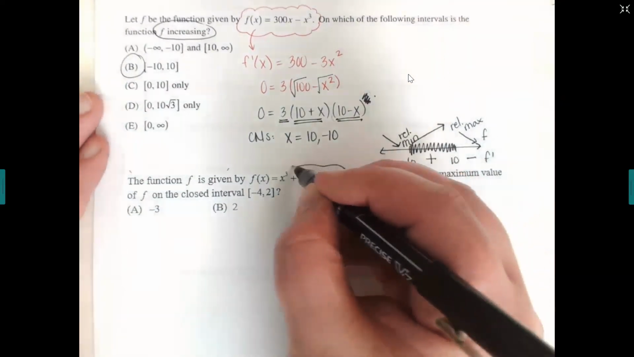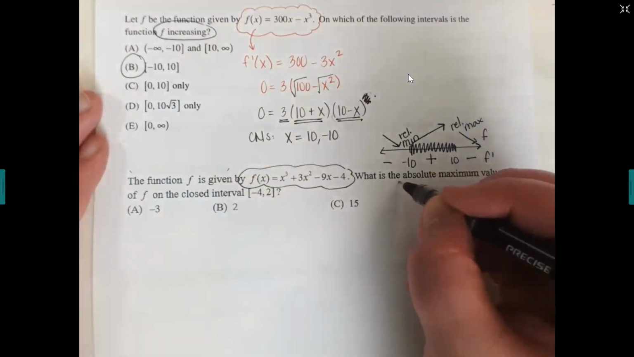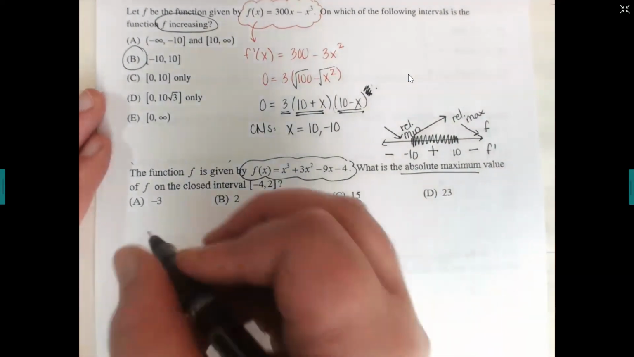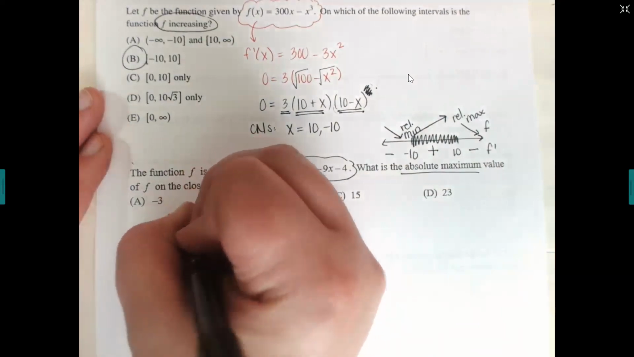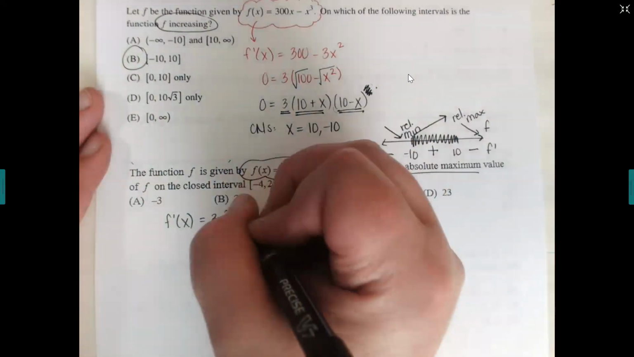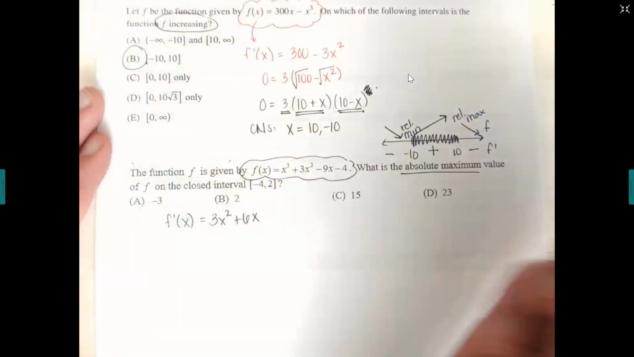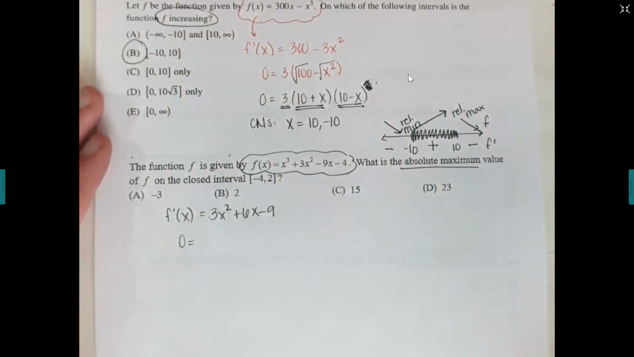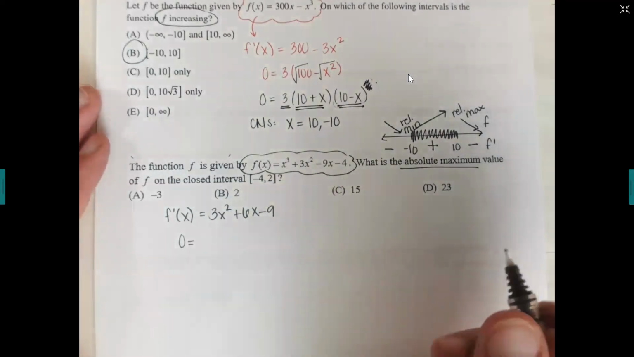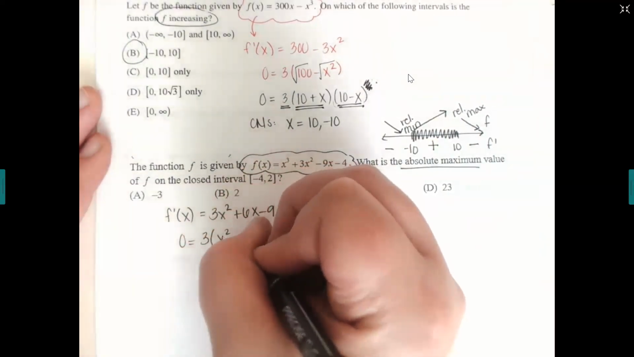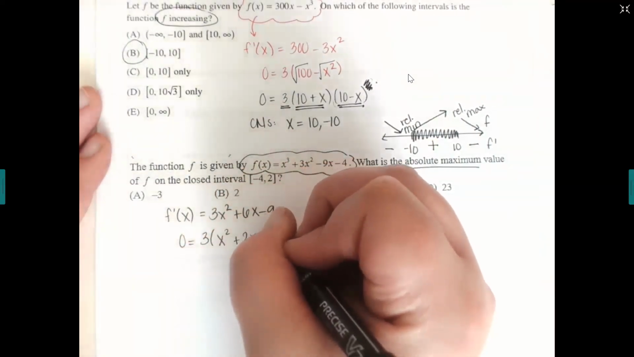We have an f of x. This time it asks you for an absolute max. We're going to start off the same way. Okay, first thing we need is to take the derivative. What would f prime of x be? Yes, 3x squared plus 6x minus 9. Okay, then we're setting that equal to 0 to find our critical numbers. What'd you say? Yeah, pull out a 3. So then I'll have x squared plus 2x and then minus 3.